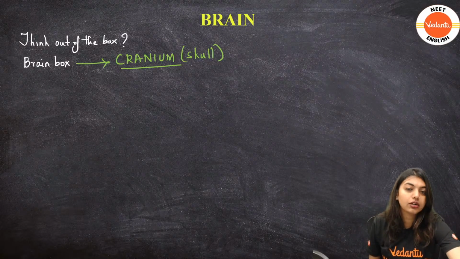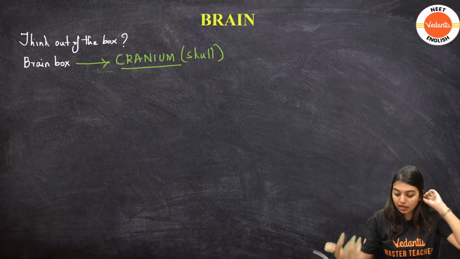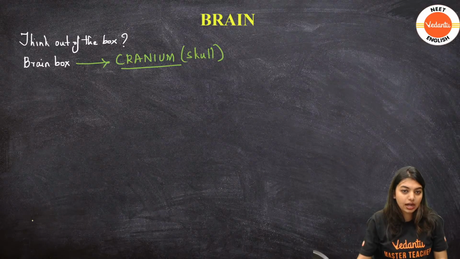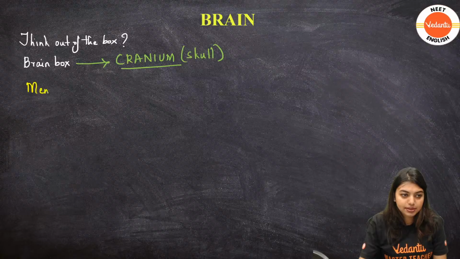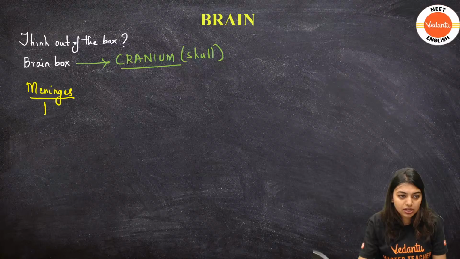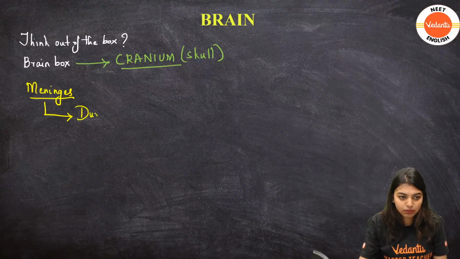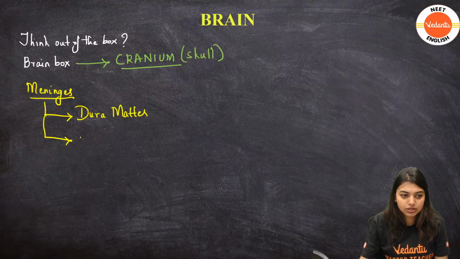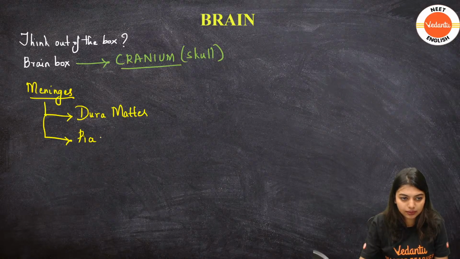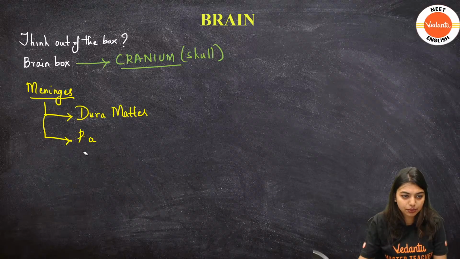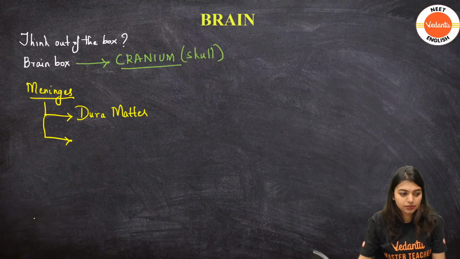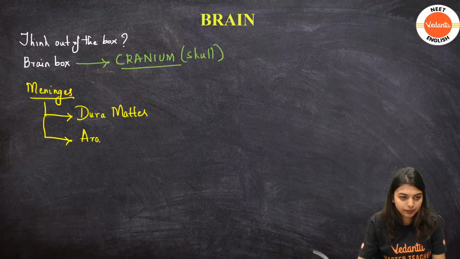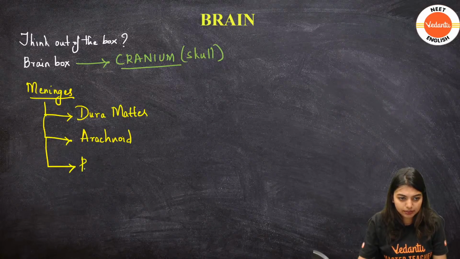Clear? So students, other than the cranium, we have another protecting layer called the meninges, and meninges are of 3 types. The first one is called the dura mater. The second one is the arachnoid, and the last one is the pia mater. We'll write it in order so it will be easy for you.